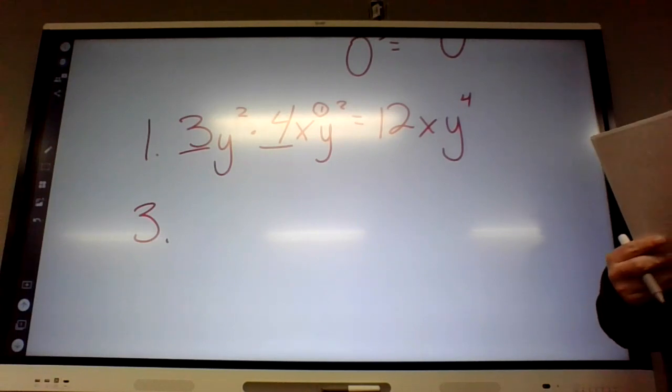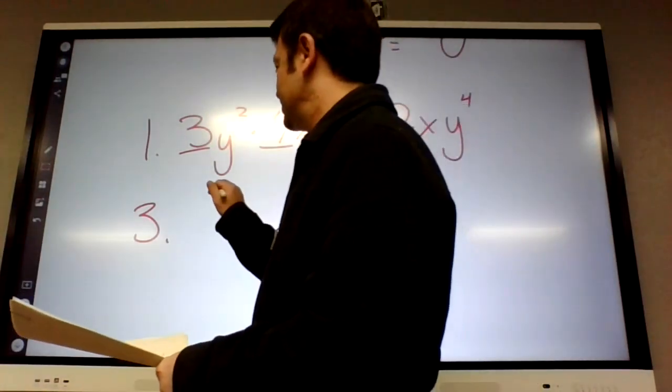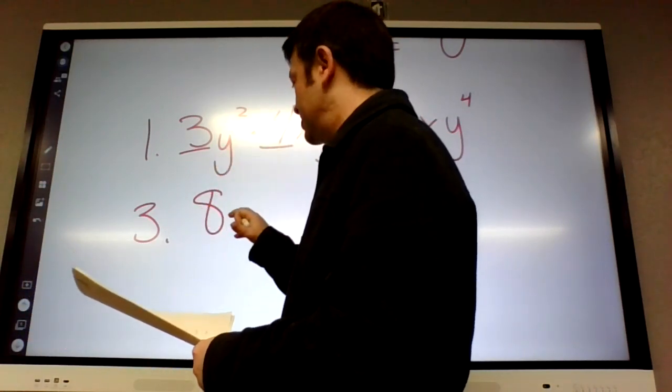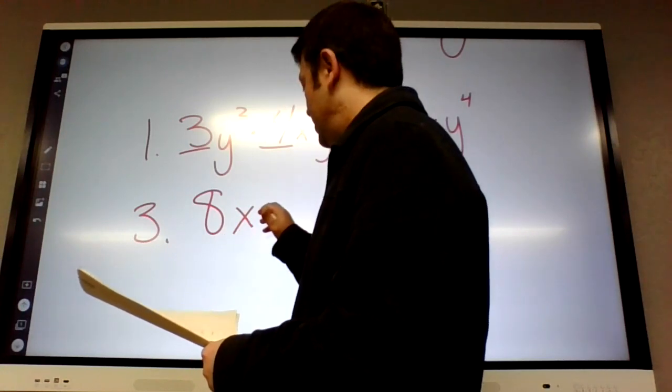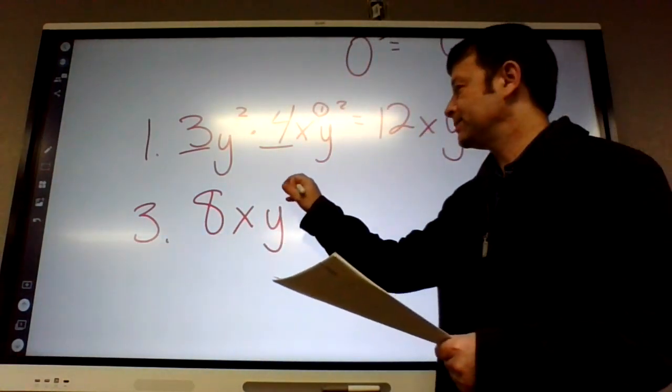No offense, Dave. Okay, number 3, 2 times 4 is 8. It's kind of the same. X is by itself, and then y to the, how many y's do we got? 6.